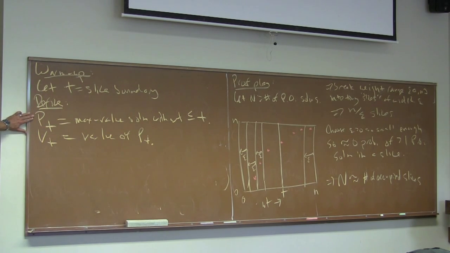Now, PT is random, because a given subset of items, 4, 7, and 10, might or might not have weight at most t, depending on how the coin flips show up for the weights. Conditioned on PT, its value is then fixed, because remember, the values are not random. The values are just given.